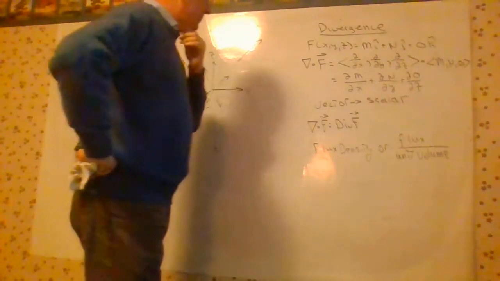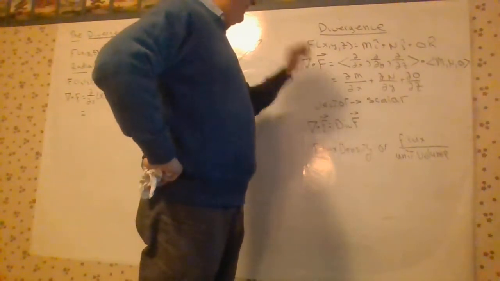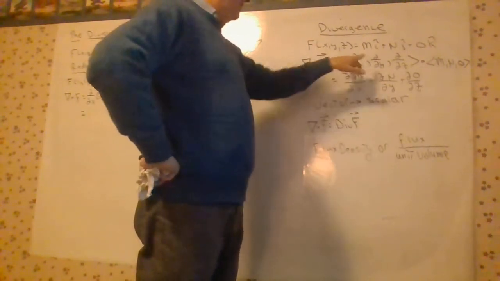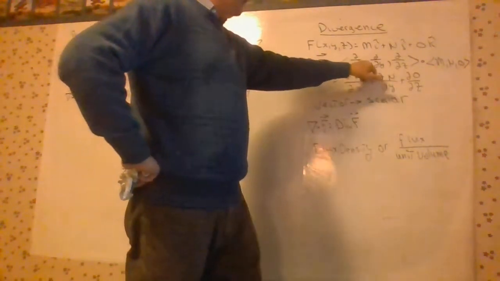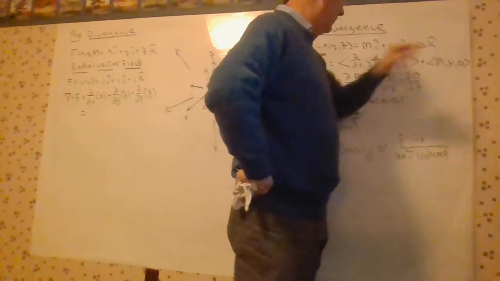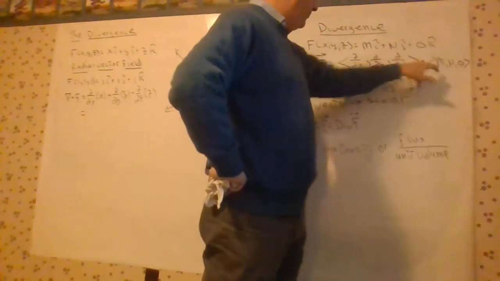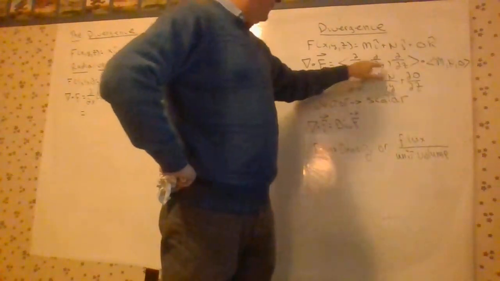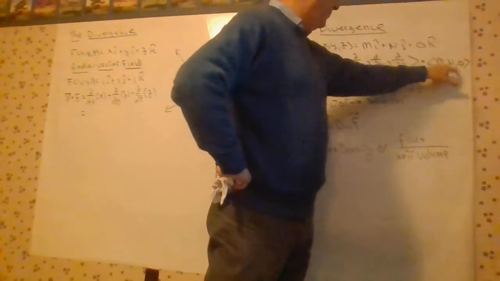What's called the divergence, which we call del dot F, we actually take this partial operator, which kind of looks like a vector, and we dot it on the scalar components of this vector. And this times that gives us this, this times that gives us that, this times this gives us that.